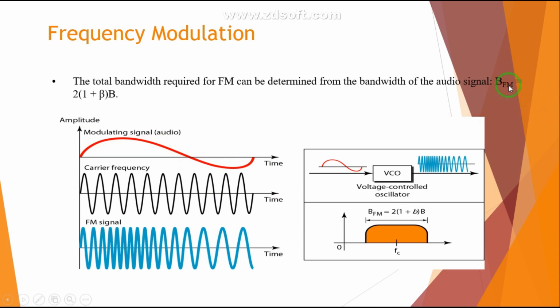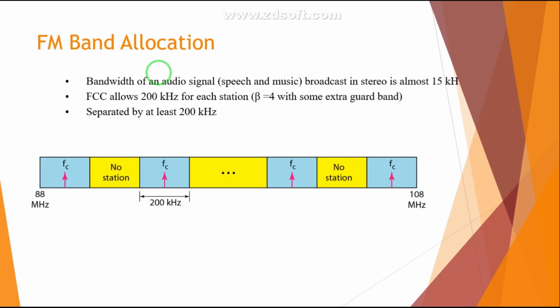And the bandwidth of that FM system is equal to 2 times (1 plus beta) times B, whereas beta is nothing but your modulation index, right? So in that, as you understood, frequency is going to change, whereas phase and amplitude remain constant. Now, you can see the FM band allocation.